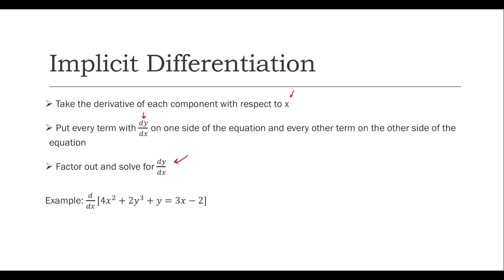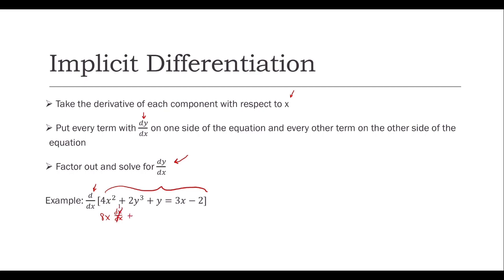So here we have an example. We want to take the derivative with respect to x of this function here. So you'll go component by component. So our derivative of 4x squared would be 8x to the first. And since this was x that we took the derivative of, it would be dx because we took the derivative of x with respect to x, and that just becomes 1.